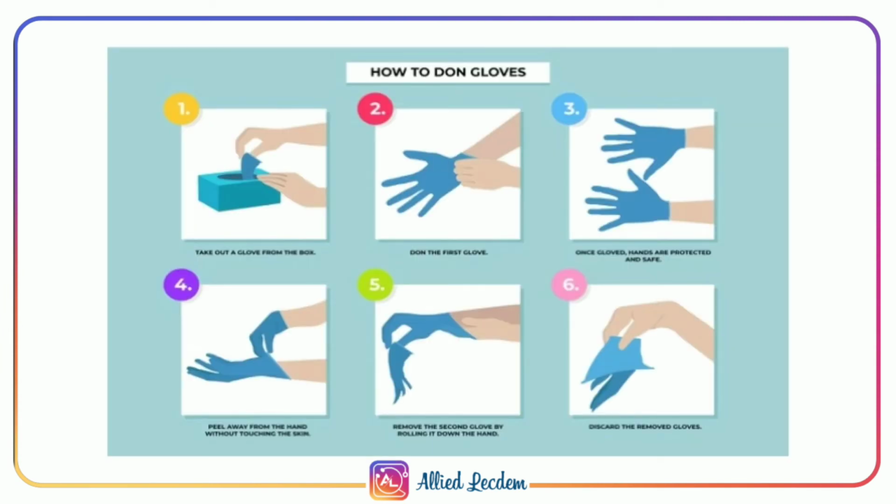How to don gloves? Take out a glove from the box. Next step, don the first glove. Next step, once gloved, hands are protected and safe. Fourth step is peel away from the hand without touching the skin. Fifth, remove the second glove by rolling it down the hand. And final step, discard the removed gloves. And we know after removing the gloves, we should wash our hands using alcohol rub.